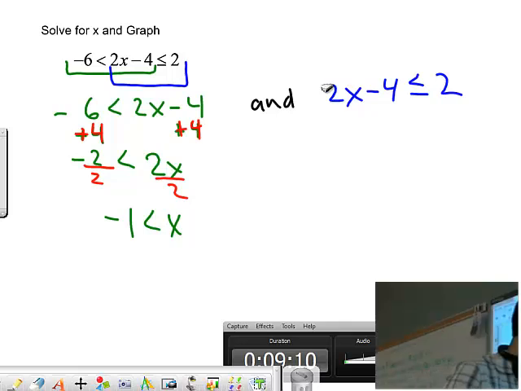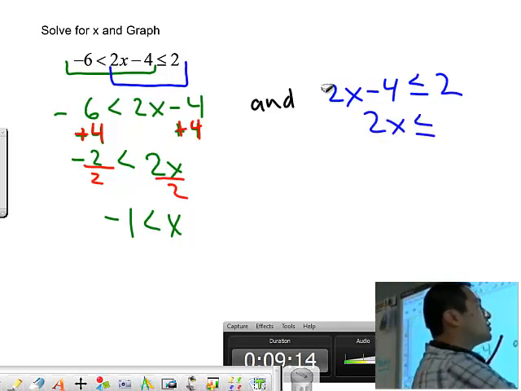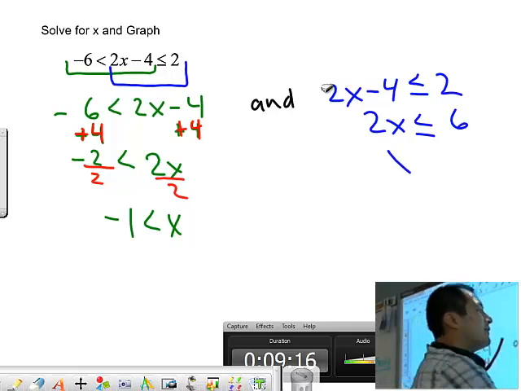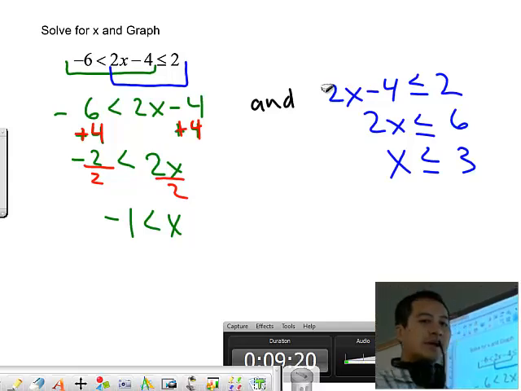Over here in blue, add 4 to both sides. 2x is less than or equal to 6. Divide by 2. X is less than or equal to 3. There's my 2 answers.